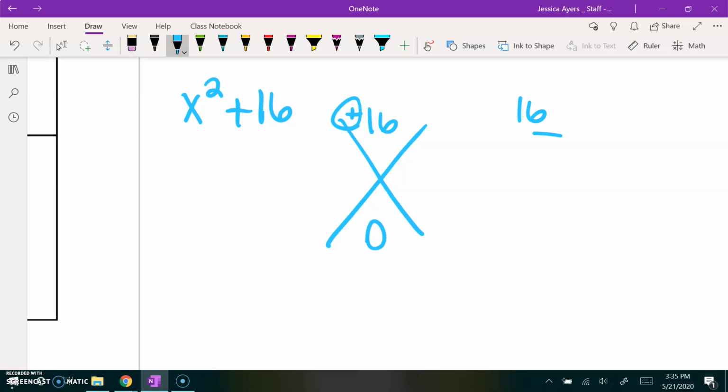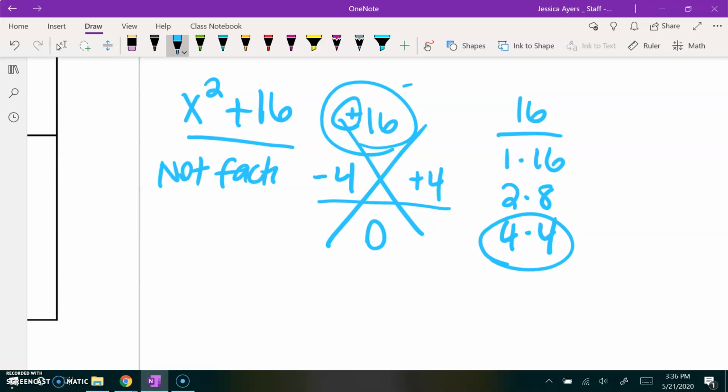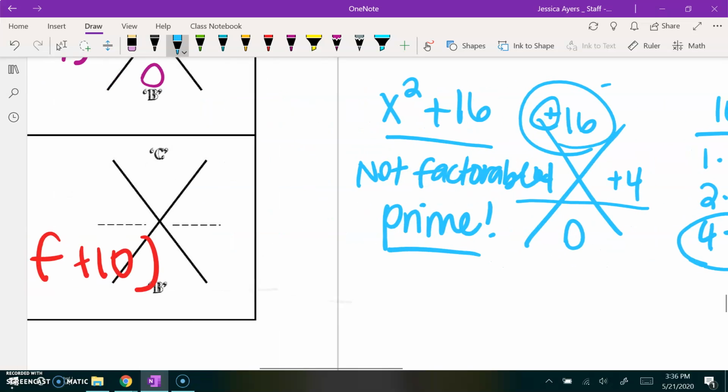So if you look down your list of factors of 16, none of those will give you 0 except 4 and 4, and you'd have to have different signs to get the 0, and the different signs would multiply to give you a negative 16 instead of the positive 16. So that's why if it looks like this, it's actually not factorable, which we would call prime. So prime numbers are numbers that only have one and itself as a factor. Prime trinomials are those that can't be factored.